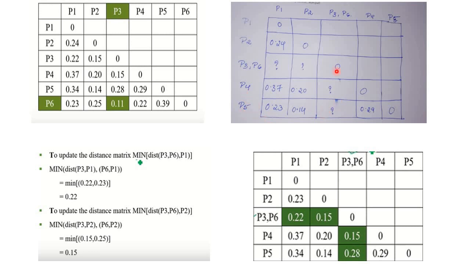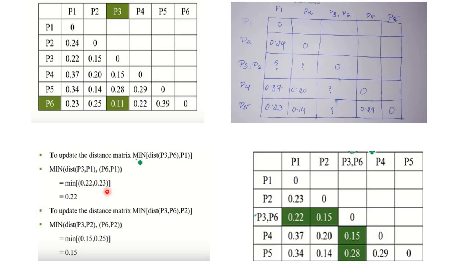Next, P5 to P3, P6. Check whether P3 to P5 is smaller. P3 to P5 is 0.28, and P6 to P5 is 0.39. So it is 0.28 and 0.39. 0.28 is smaller, so fill that question mark with 0.28. The same description is given here, and I have given the explanation only for two boxes. The rest of the boxes are also solved in the same way. We are going to find the minimum distance between the pair of objects.